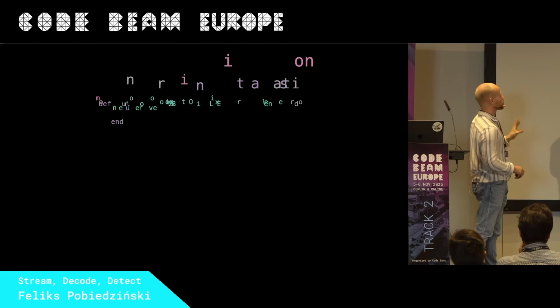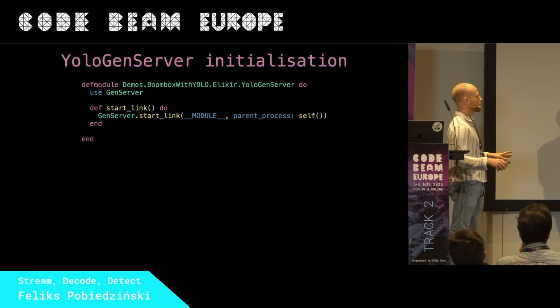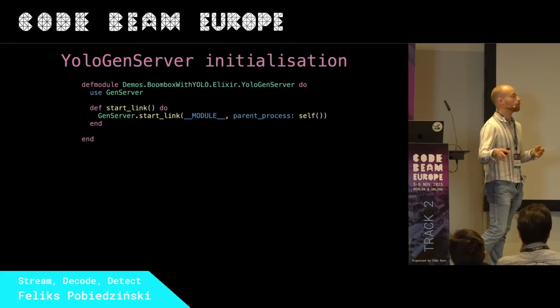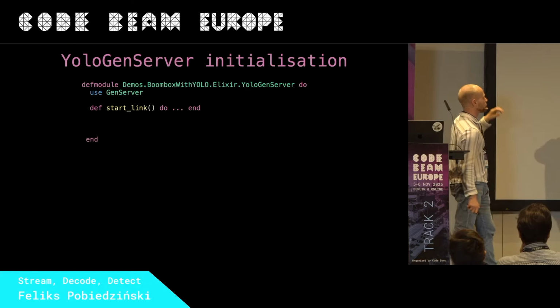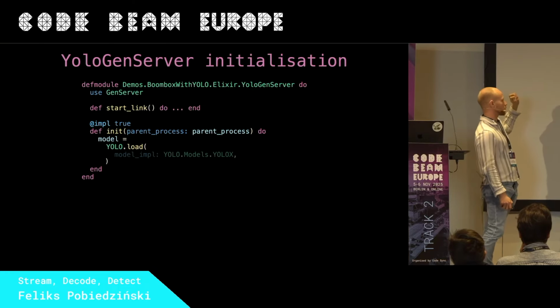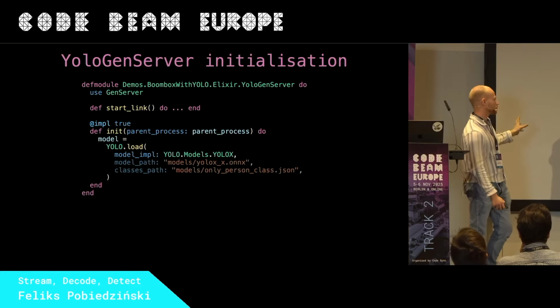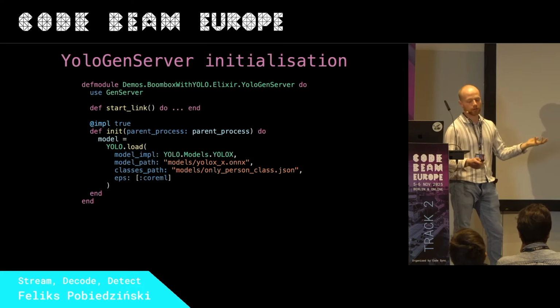And now we are ready to start writing our GenServer. In the start function, I will set the parent process option. The parent process is the process that will receive modified video frames. Then in the init callback, I will load the YOLO model, and to do it, I have to specify the type of model implementation I will use, paths to the serialized model and to a file with classes data, and I will tell YOLO to use hardware acceleration.